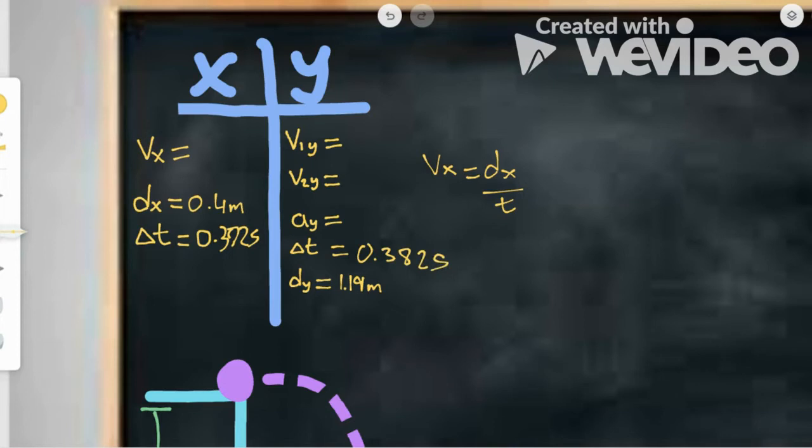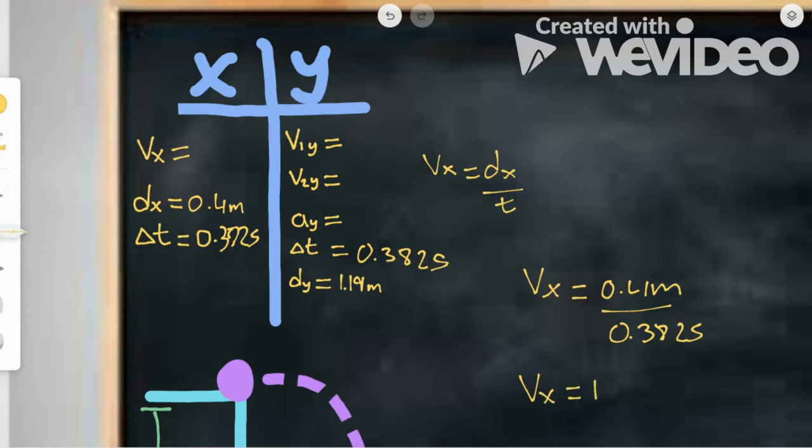Since we were able to measure dx and t, we could then solve for the velocity in the x direction using the kinematics formula of velocity is equal to distance over time. Our values for this formula are distance being 0.4 meters and time being 0.382 seconds. This gives us a velocity in the x of 1.047 meters per second. Our rounded velocity in the x direction is 1.05 meters per second.